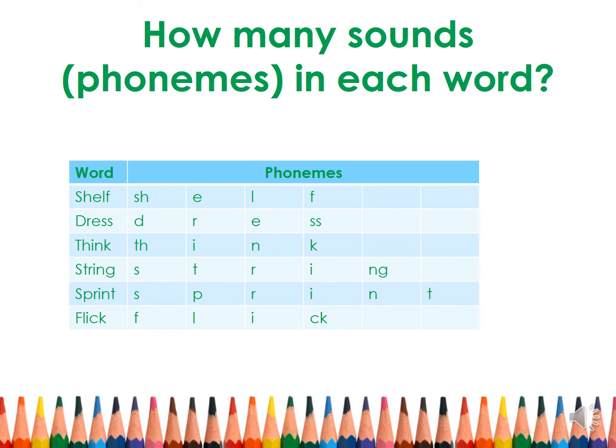The word shelf: sh, e, l, f, shelf. Dress: d, r, e, ss, dress. Think: th, i, n, k, think. String: s, t, r, i, ng, string. Sprint: s, p, r, int, sprint. Flick: f, l, i, ck, flick. It can feel odd if you're not familiar with this way of reading at first, but it really helps the children if you know how to pronounce the different sounds.